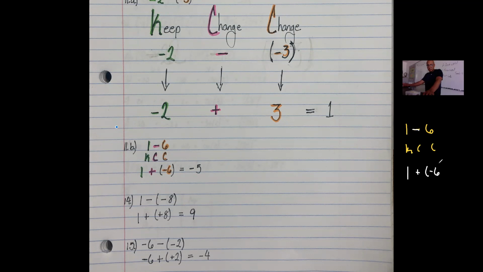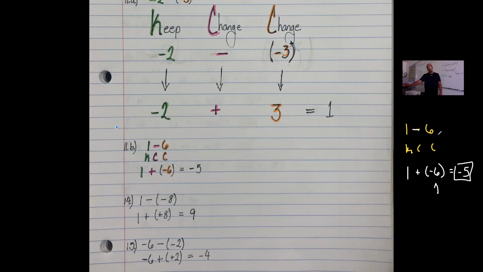So now, ladies and gentlemen, I have 1 plus -6. Notice that even though I am adding, we're actually going to subtract because we have different signs. 6 minus 1 is 5. And since we have more negatives than positives, my final answer is going to be -5.